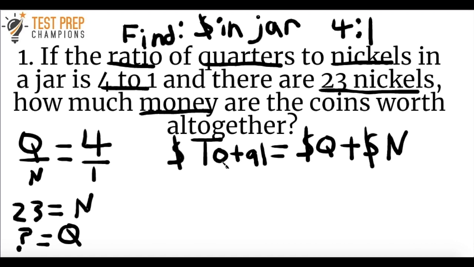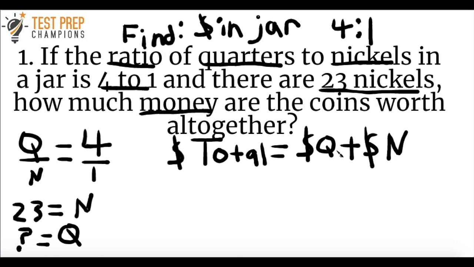These are my abbreviations. Dollar sign Q, what I'm talking about here is the monetary value of the quarters in the jar, and the value of the nickels in the jar when I have dollar sign N here. Okay, so now what other kind of equation can we use here? Is there another equation that we can write here? Well, not really, not so far here.